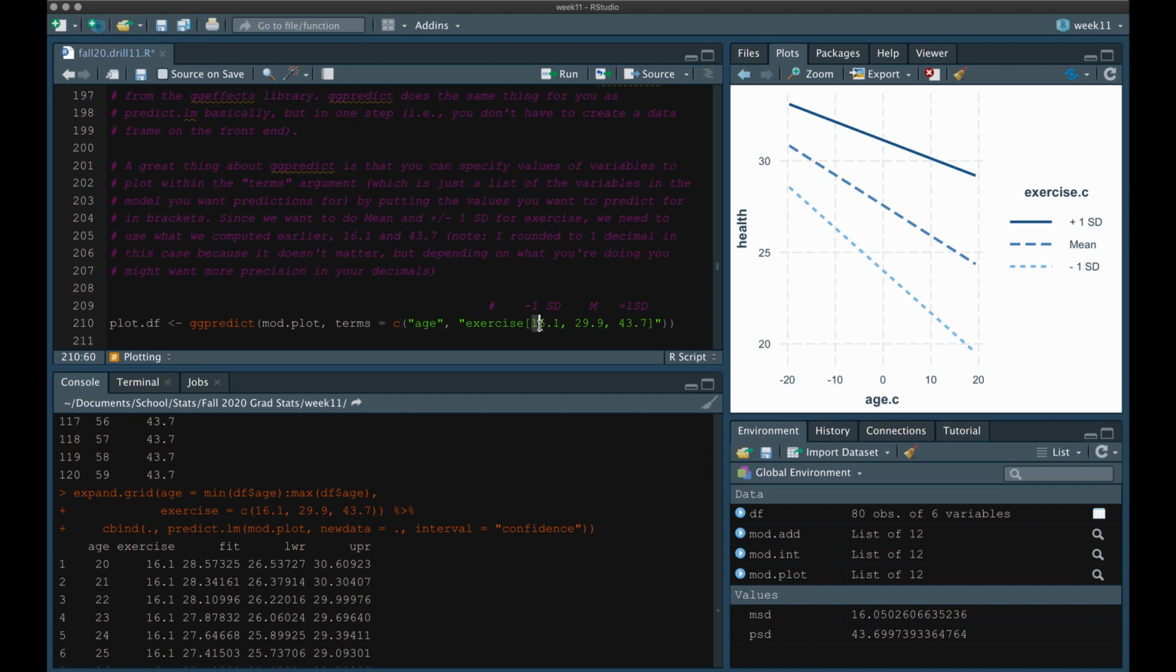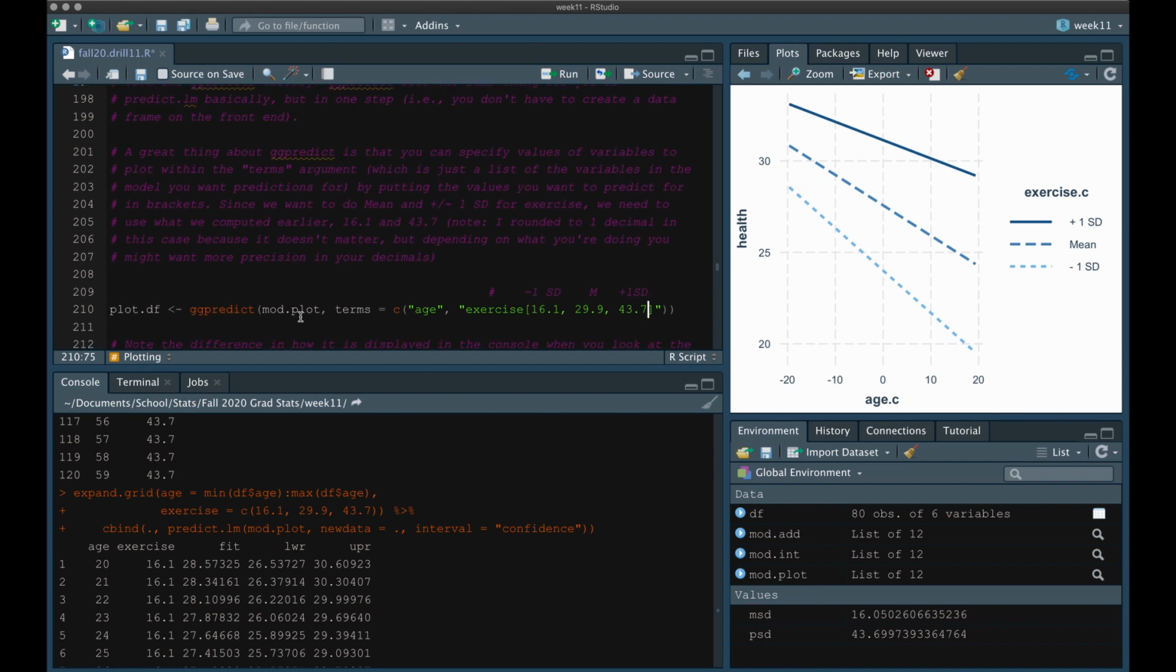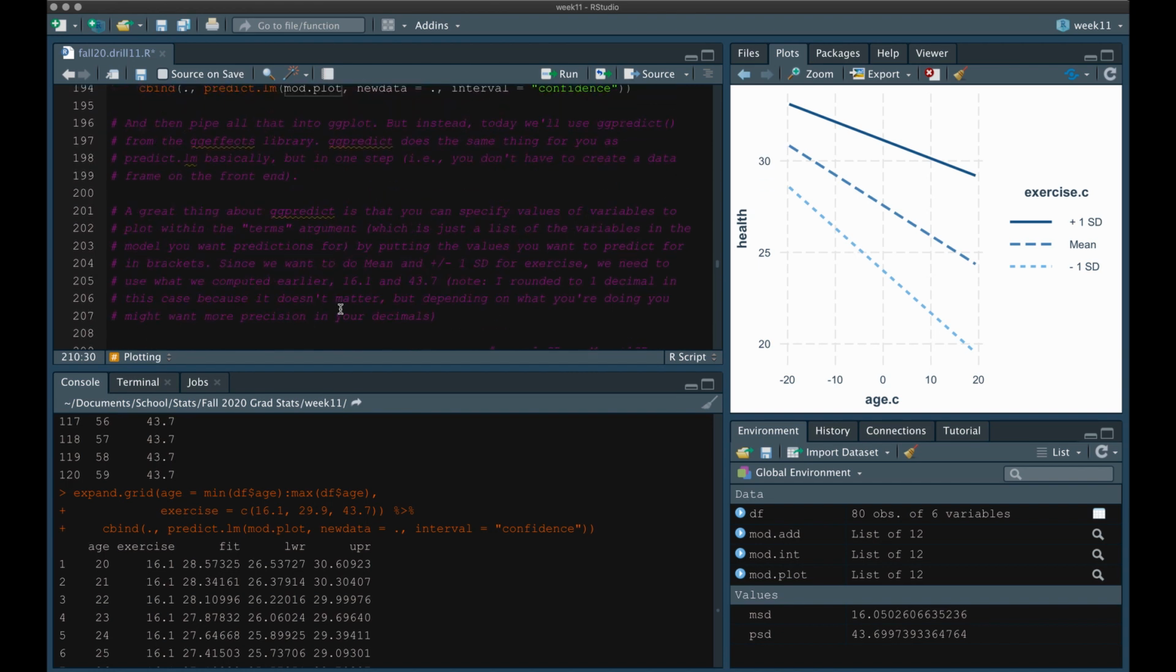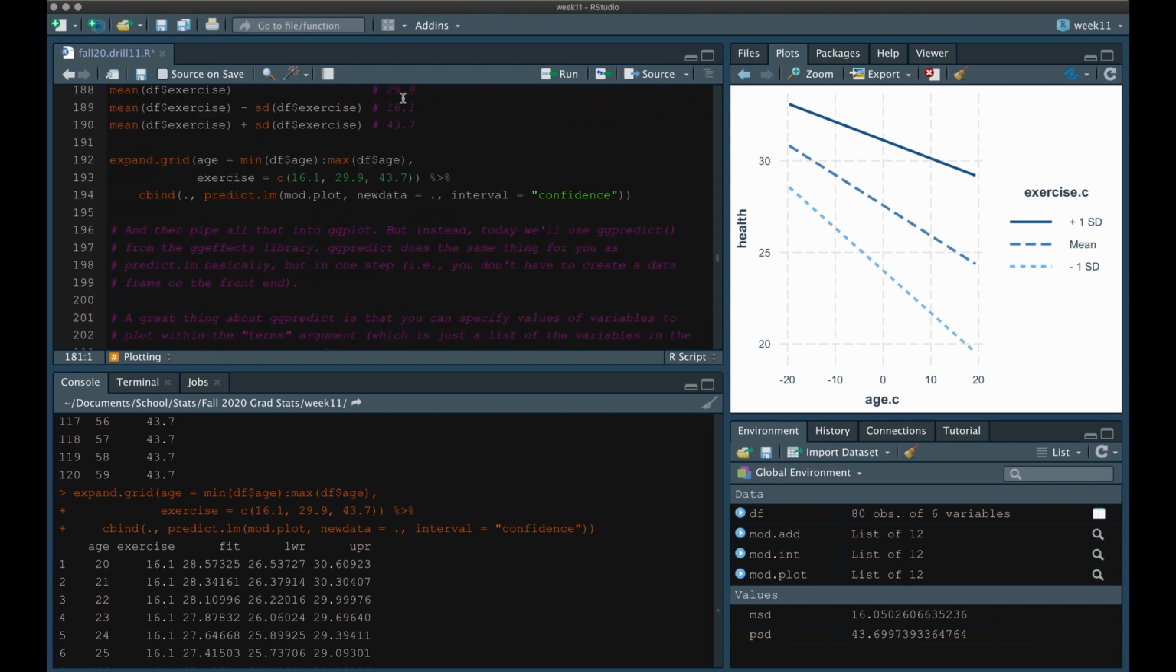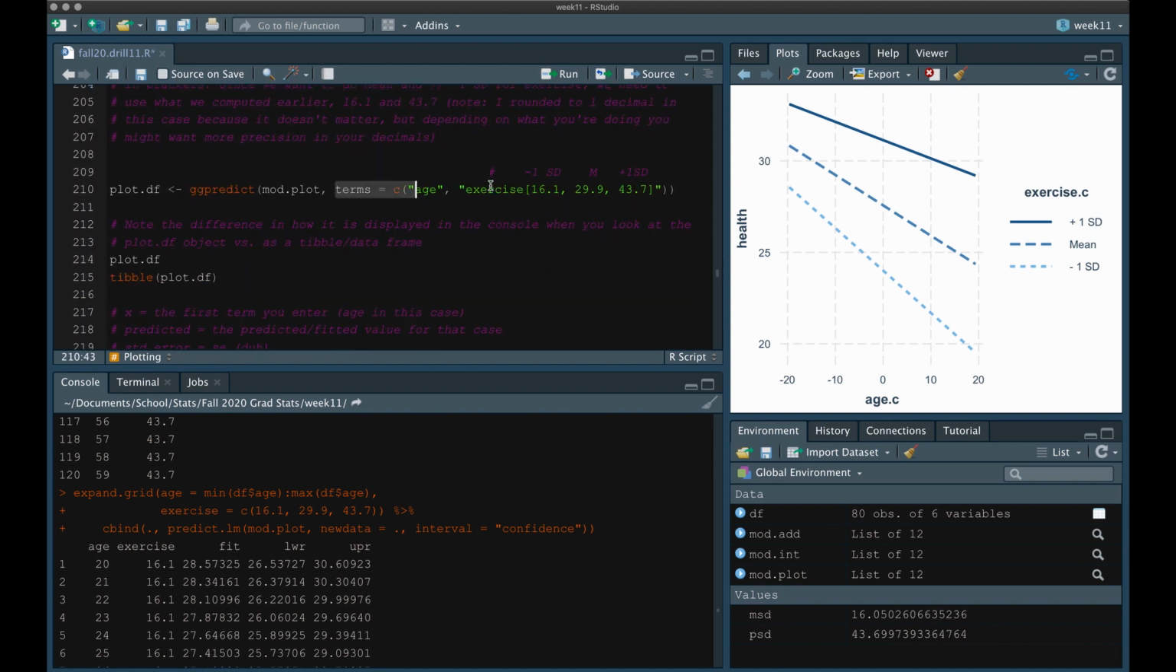So here, I just rounded this to 16.1, 29.9, 43.7. I mean, you could call this 44, 30, and 16. That's fine. So all you have to do is use ggpredict, and you put in the model, and in this case it's this mod plot, the uncentered version, and in terms we use age and exercise, but with the specific values of 16.1, 29.9, and 43.7 for exercise.